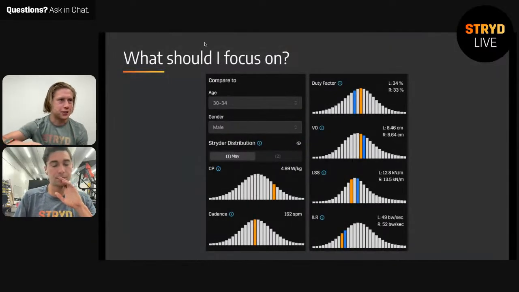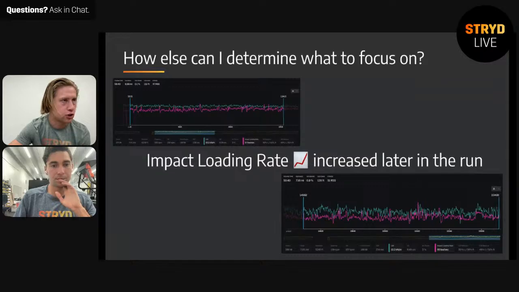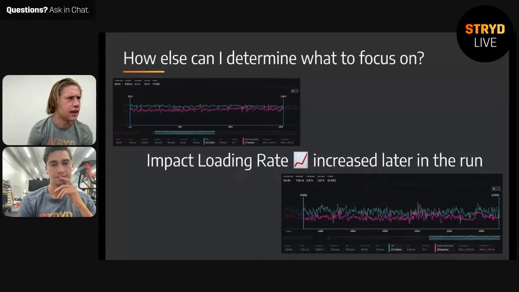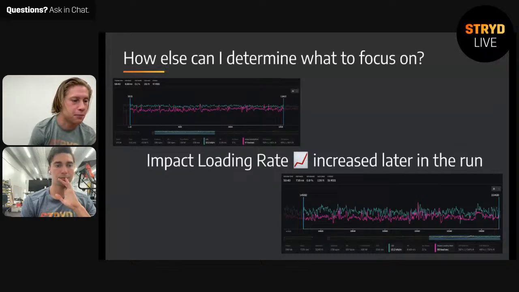So I've got the answer to my question, and I'm going to dive into those two different areas here. And now the next step I can take is I can jump over to that YouTube channel and grab the drills. But just in case the answer isn't so clear from looking at that distribution, I had this follow-up question: how else can I determine what to focus on if that distribution chart isn't giving me a clear answer, or for example, if my impact loading rate subjectively doesn't align with that objective data?